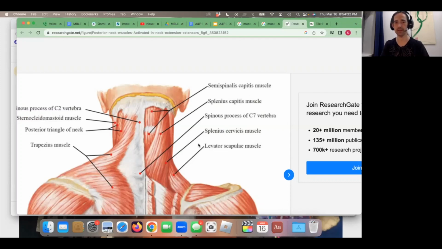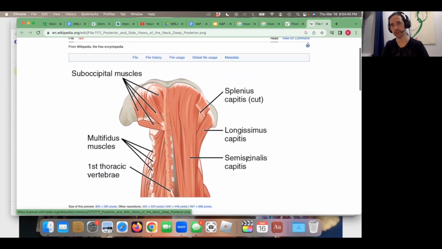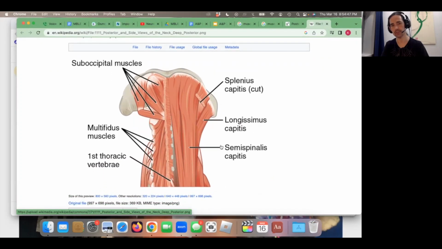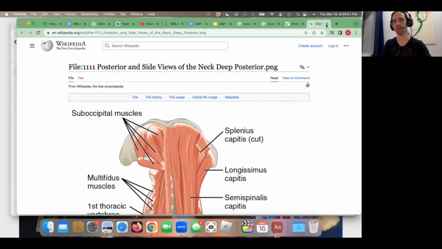And then the cervicis muscles attach to the cervical spine. So if we look at where the cervicis muscles are here, they don't have it. Okay, that's a little bit too abstract, that one. I'm sorry.